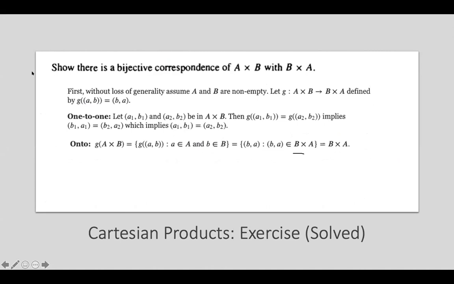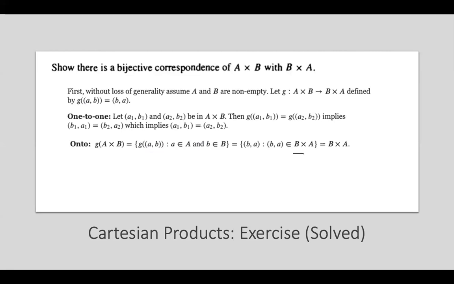So the first is to show there is a bijective correspondence between A Cartesian product B and B Cartesian product A. Now, can somebody tell me on a very intuitive level, what does this mean? What is it asking to show a bijective correspondence? So it would be like a function of two variables that maps A and B to B and A or something like that, I guess.